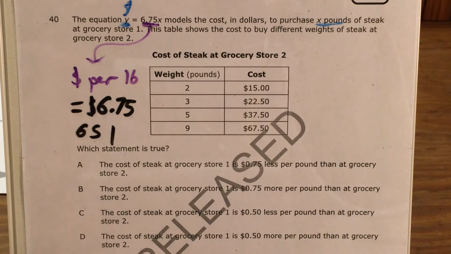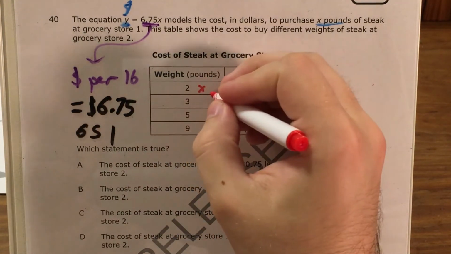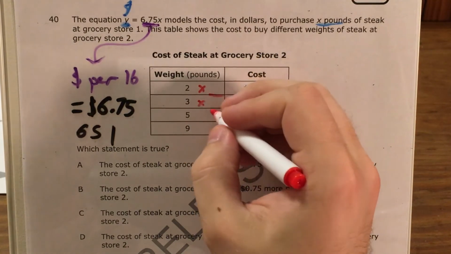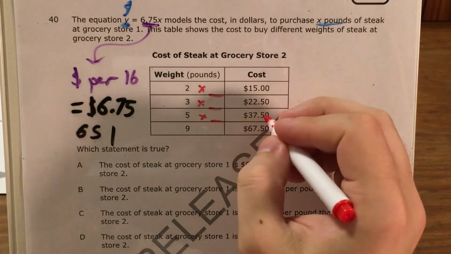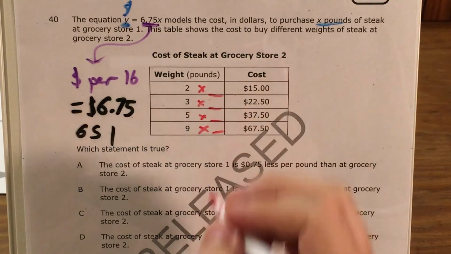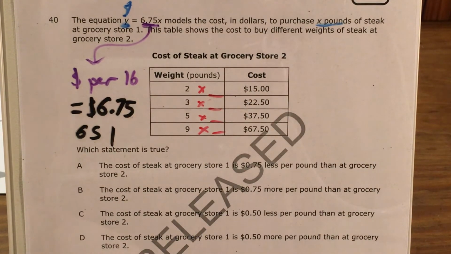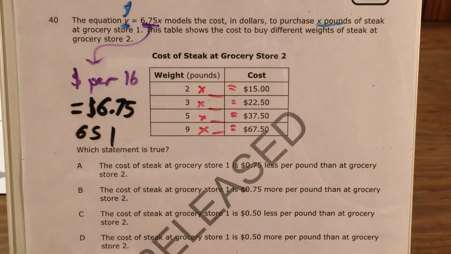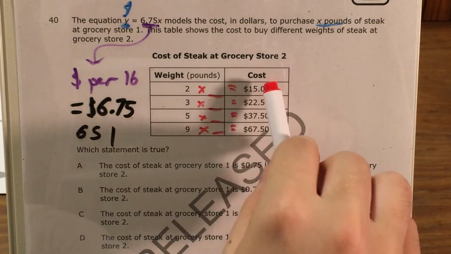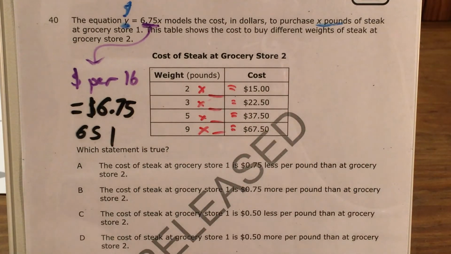Let me use red for this. And I have to figure out, I'm multiplying by the same number every time to get from 2 to 15, 3 to 22.50, 5 to 37.50, and 9 to 67.50, but the question is, what is that number? Well, the idea of proportionality is that I can pick any of these 4 rows of numbers, solve it, and I'll get the same answer no matter which row I pick.